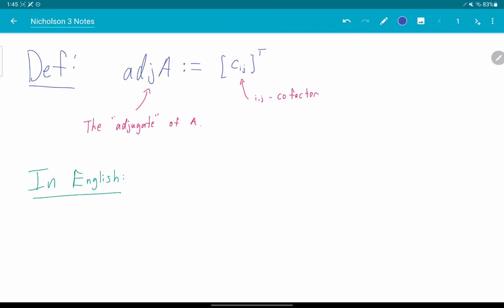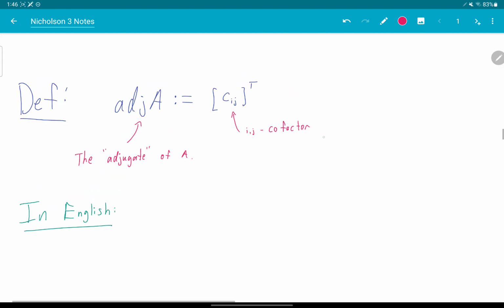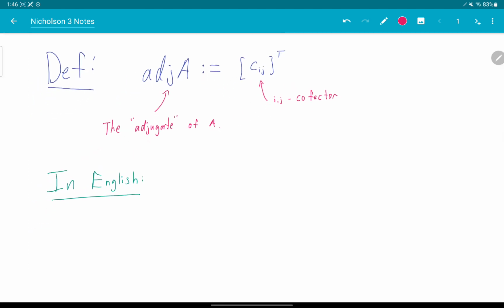Okay, a new definition for you. It's the adjugate of A, the adjugate. This seems a bit random, I'd imagine, but it is going somewhere. This adjugate is going to give us a new formula for the inverse. A inverse will be 1 over determinant of A times the adjugate of A.